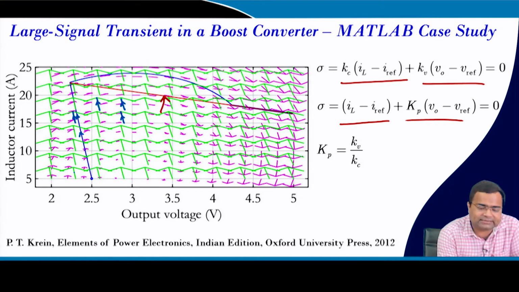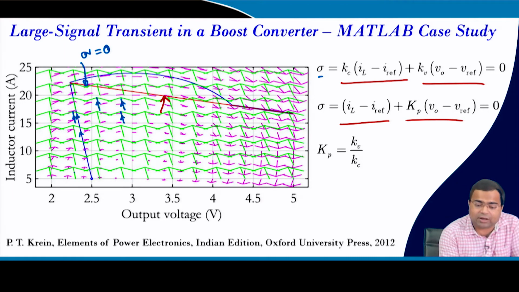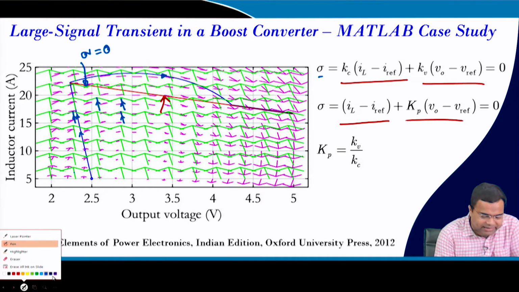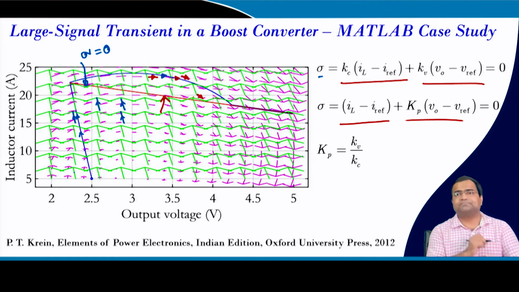Once it hits this red surface, the red trace indicates the surface where sigma x equals 0. Then it takes the off state trajectory, and you will find that this off state trajectory is parallel to this path, which is the off state vector field.